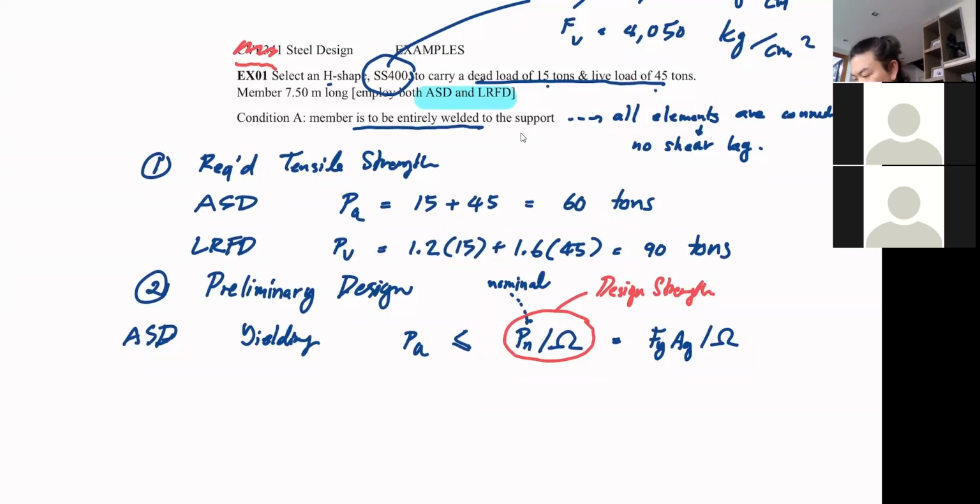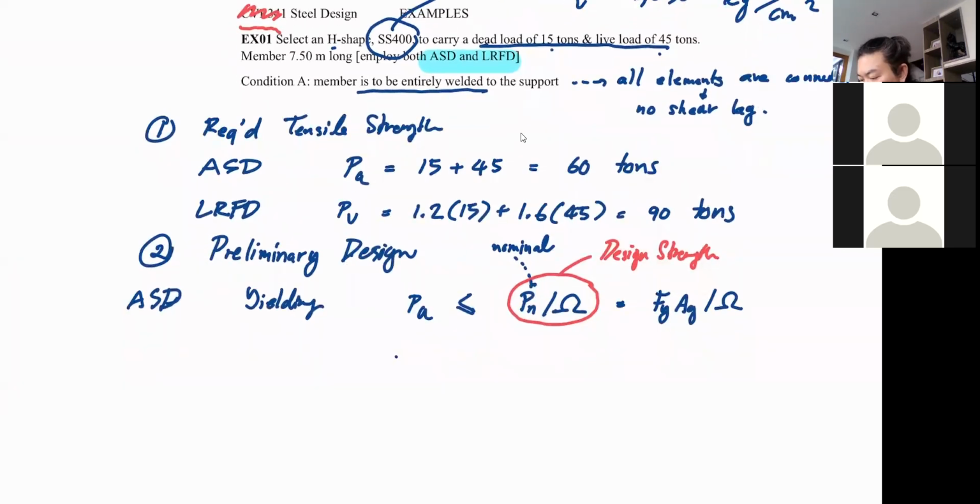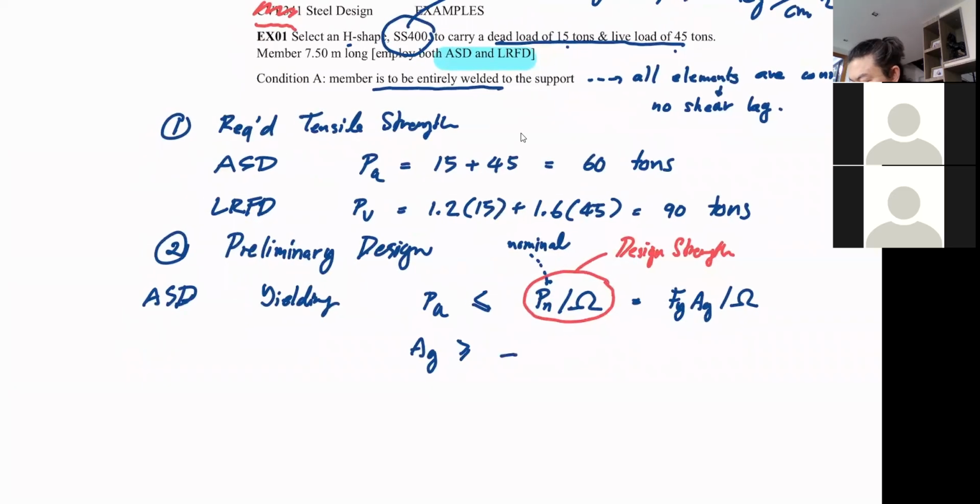So you're good, right? So now we can rearrange this equation to calculate for the gross area. So now the gross area would become something that should be greater than the factor of safety multiplied by PA divided by Fy. Okay, so straightforward enough. Our factor of safety for yielding is 5/3, remember?